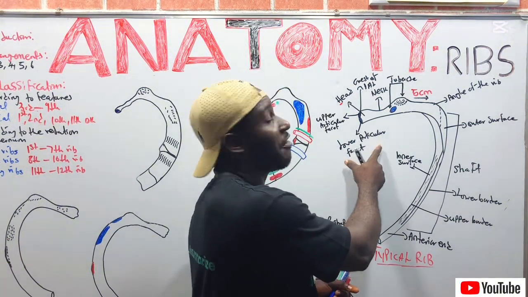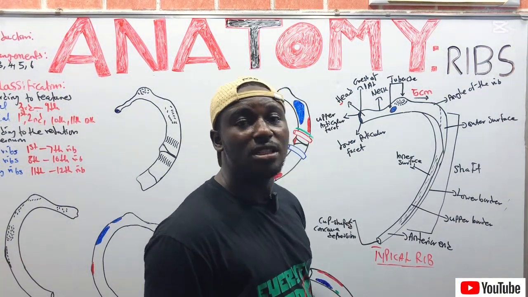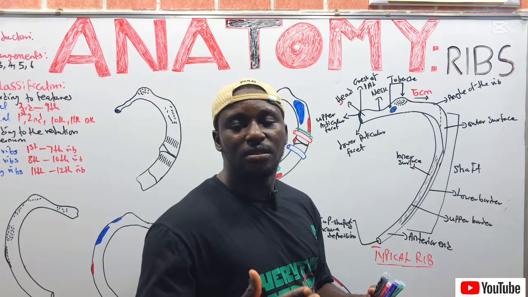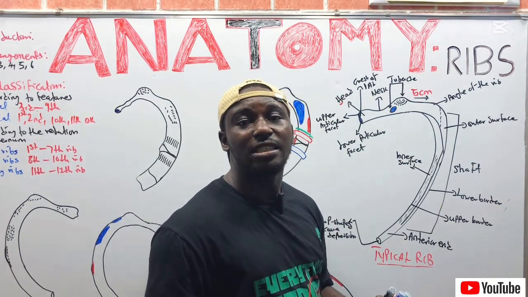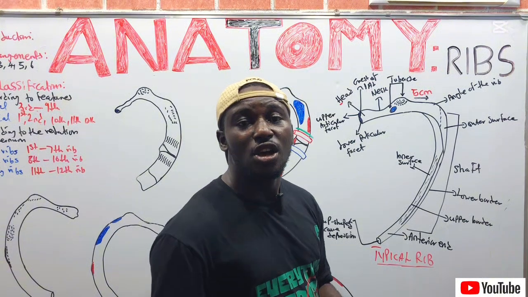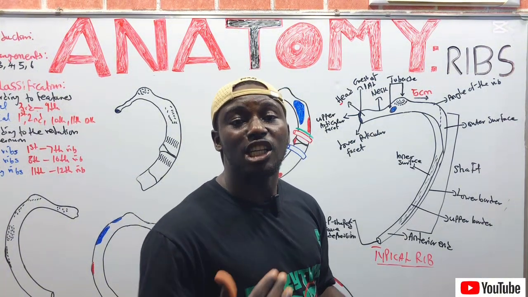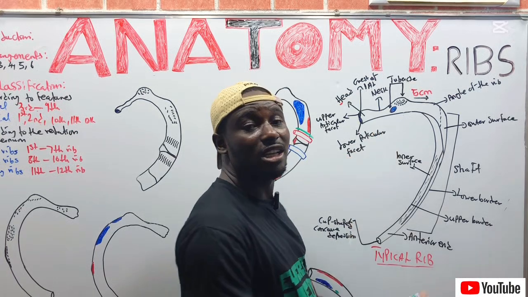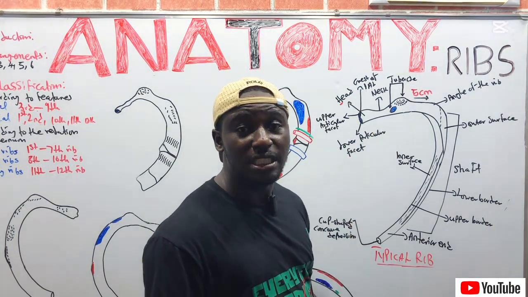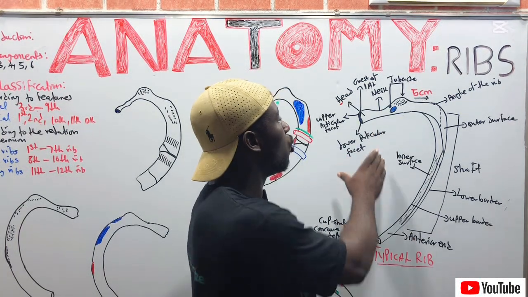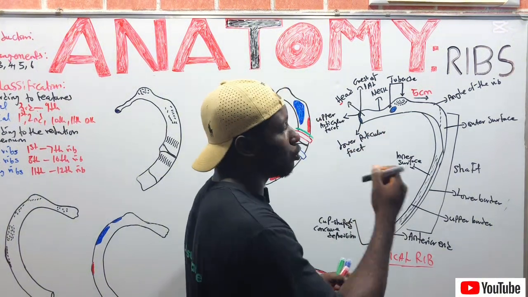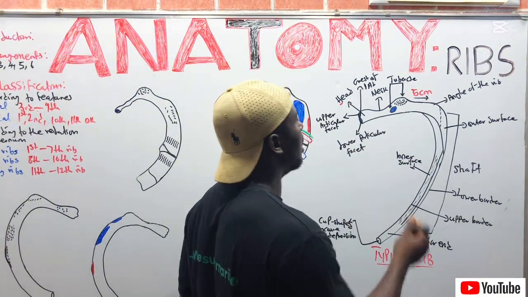Now, the lower articular facet articulates with the transverse process of the corresponding vertebra, or it articulates with the numerically corresponding vertebra. That is how it works. The lower articular facet articulates with the numerically corresponding vertebra. That is for lower articular facet, right? Next one we shall be discussing is the neck.